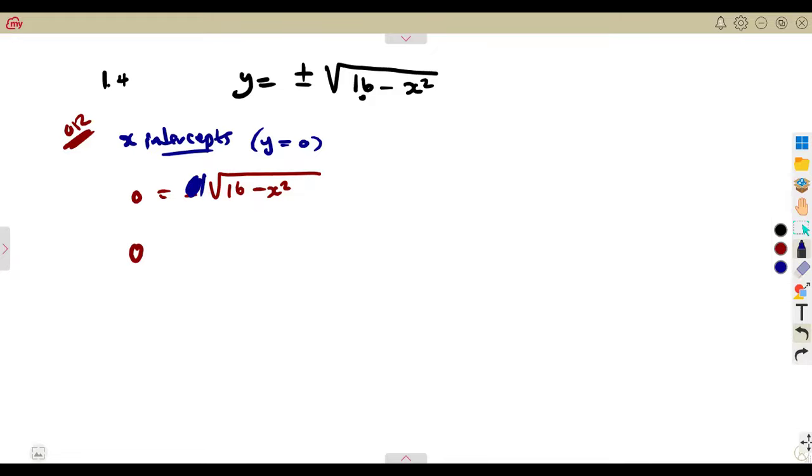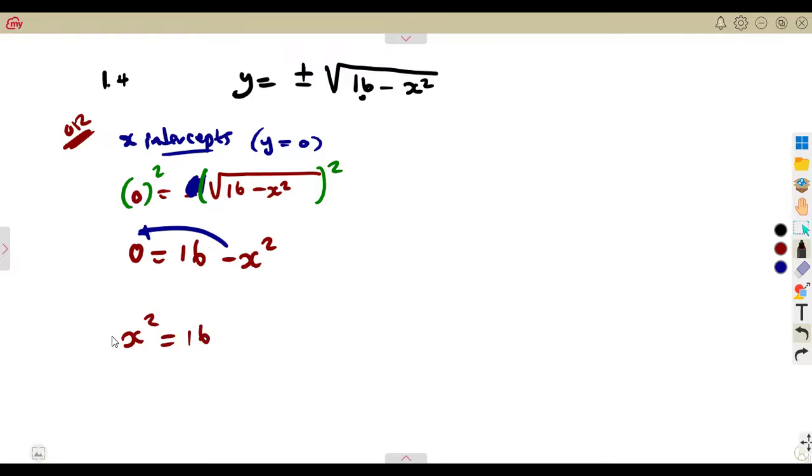So what can we simply do? Square both sides to remove the square root. 0 squared is equal to 0. The square root raised to the power of 2, we're going to remain with the part under the square root: 16 minus x squared. So let us find x, transpose the x squared to the left-hand side. It was a negative, so it will be a positive. x squared is equal to 16.